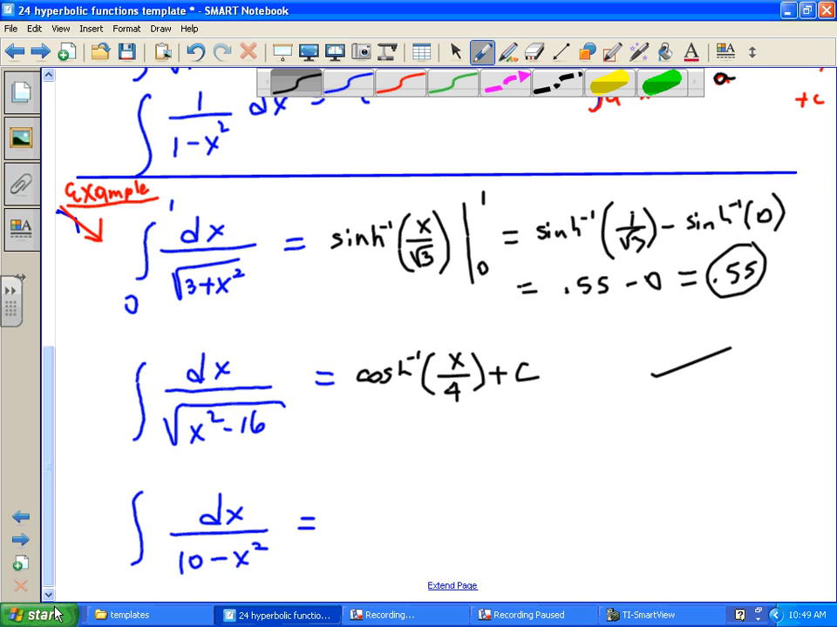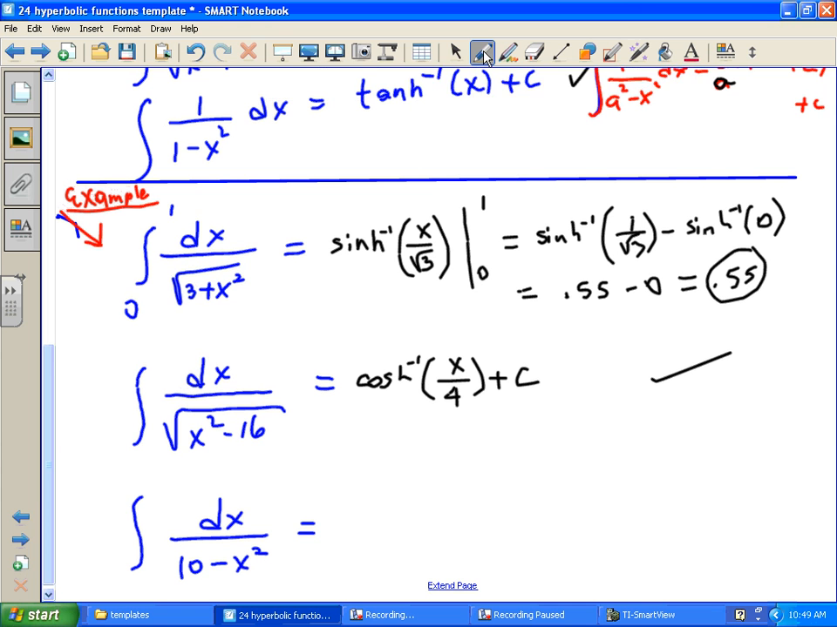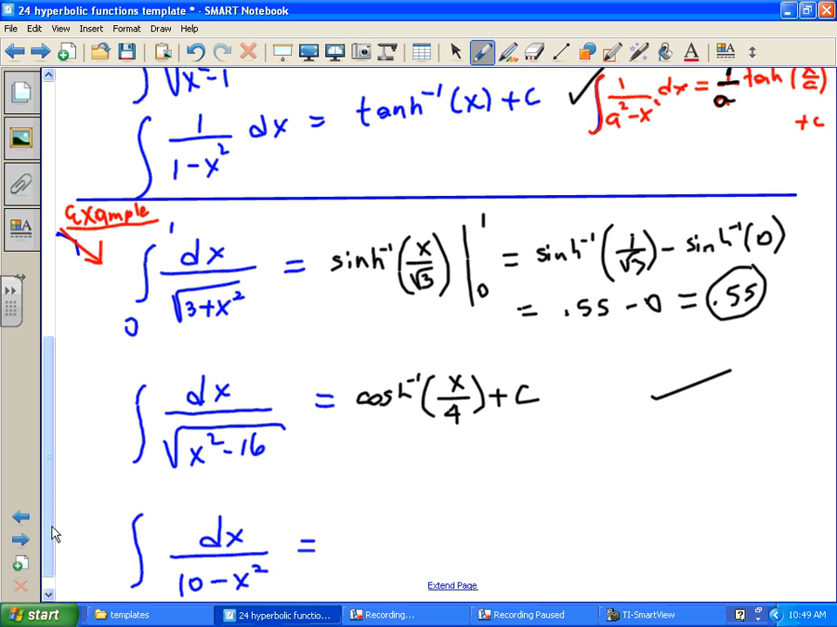Okay, how about this one? The hard part was getting the formulas. Once you have the formulas, you guys are used to applying a formula from inverse trig, etc. Applying them is really not so bad, as you can see. So let me bring back that formula here. So what do we get for this one? You need to be using this formula here, right?